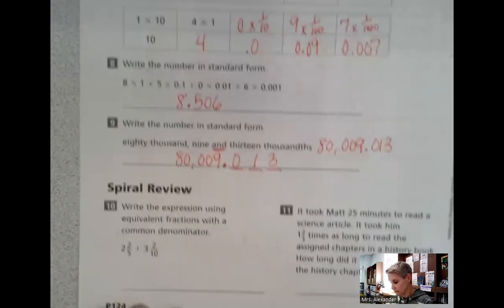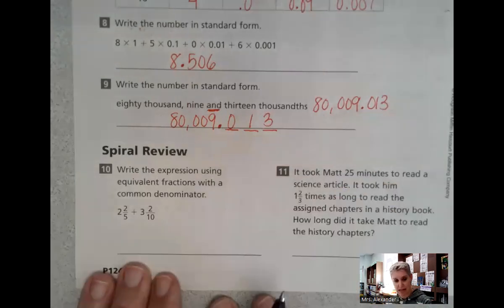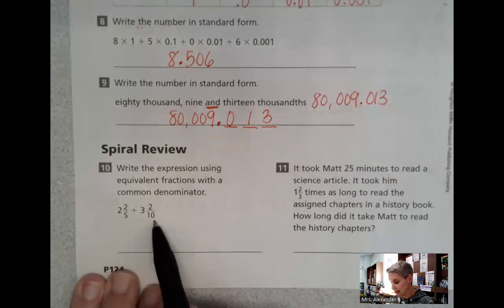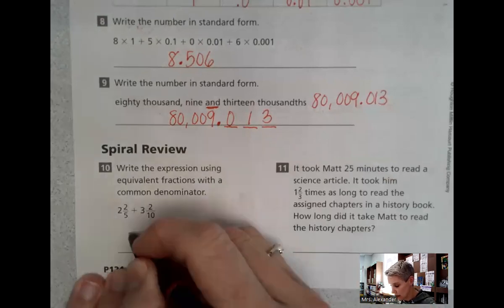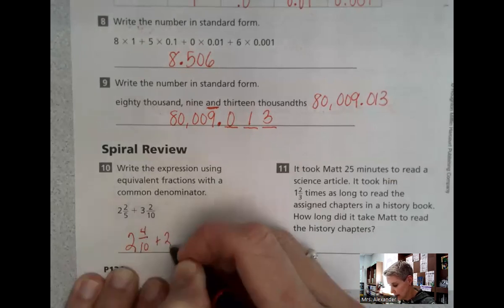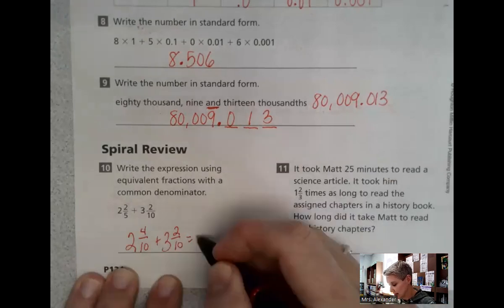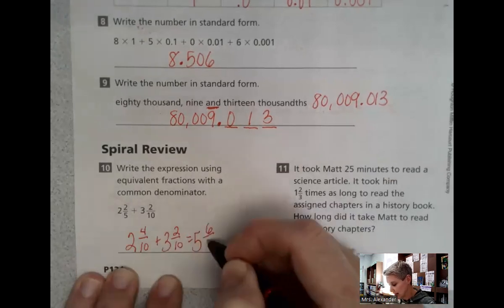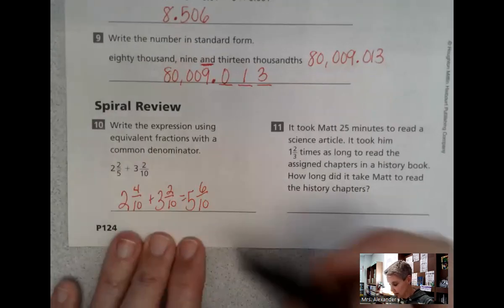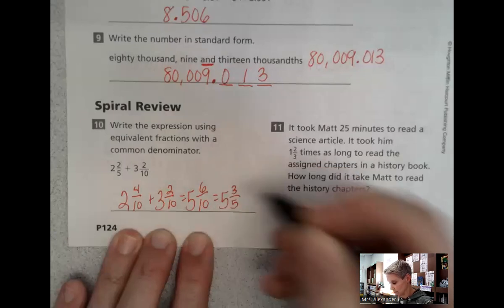Spiral review. Write the expression using equivalent fractions with a common denominator. We have a denominator of 5 and 10. I can use 10. So I have 2 and 4 tenths plus 3 and 2 tenths. I can just add my fractions and get 5 and 6 tenths. Can you simplify? Even numbers would equal 5 and 3/5.